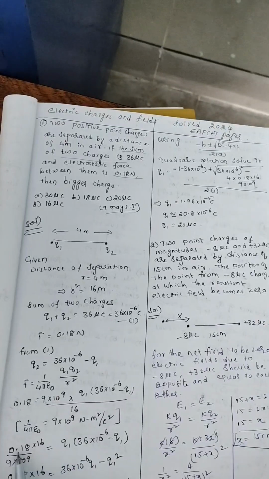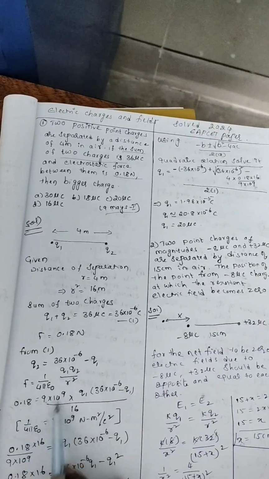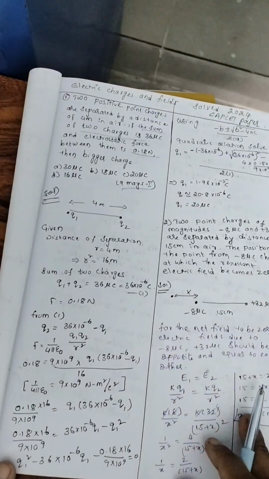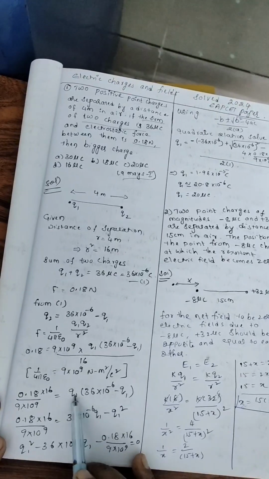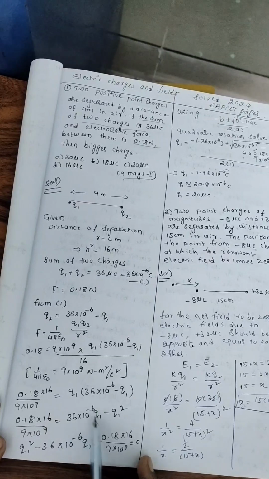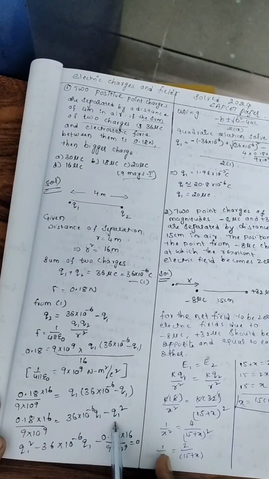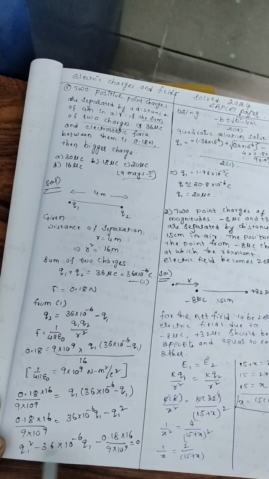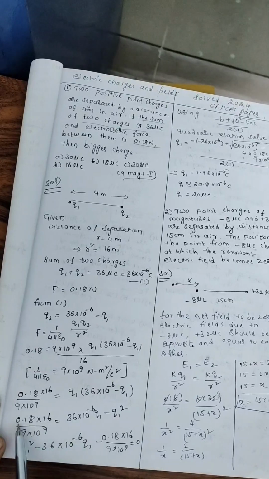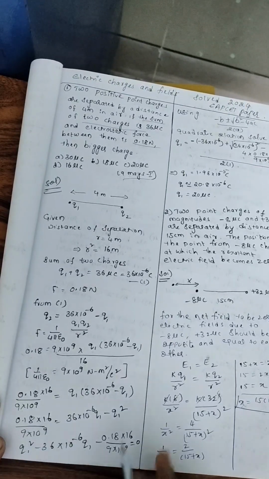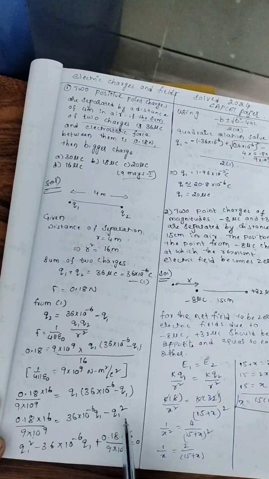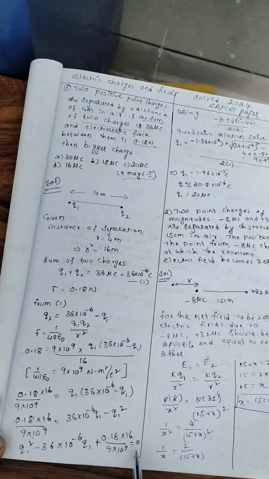Just simplify it. 0.18, 16 I send to this side, divided by 9 into 10 to the power of 9, equal to Q1 into 36 into 10 to the power of minus 6 minus Q1. Then I multiplied this Q1 with the bracket terms. It became 36 into 10 to the power of minus 6 Q1 minus Q1 square. Now I wrote it in a systematic manner: Q1 square minus 36 into 10 to the power of minus 6 Q1 plus 0.18 into 16 by 9 into 10 to the power of 9, equal to 0.